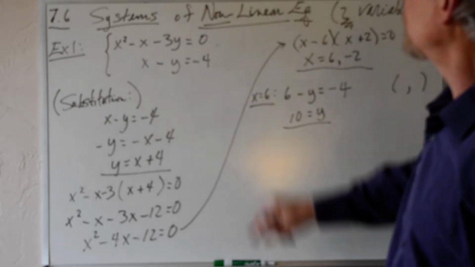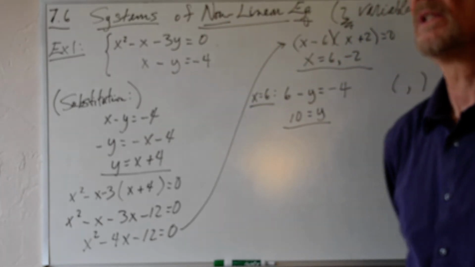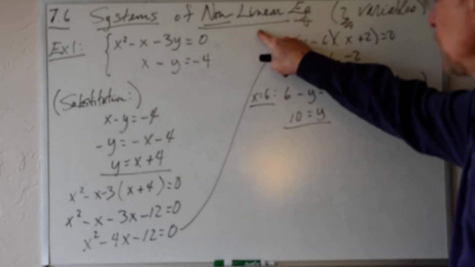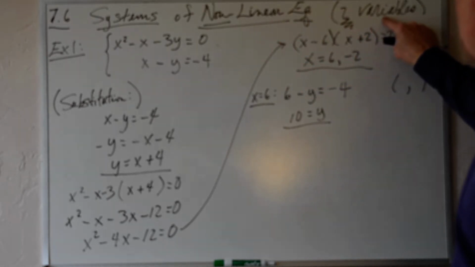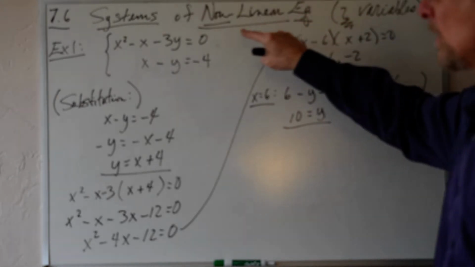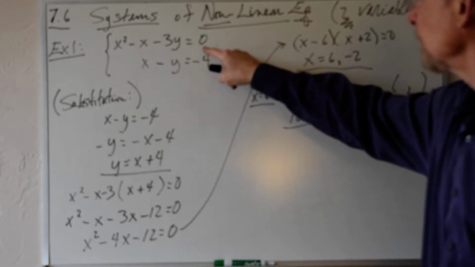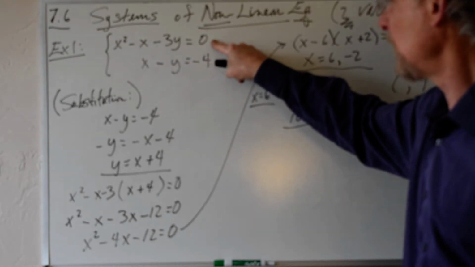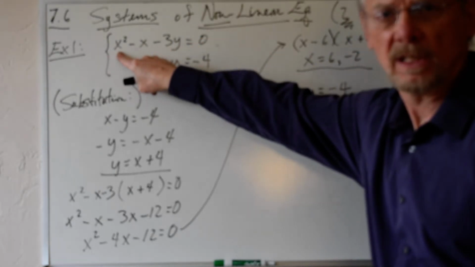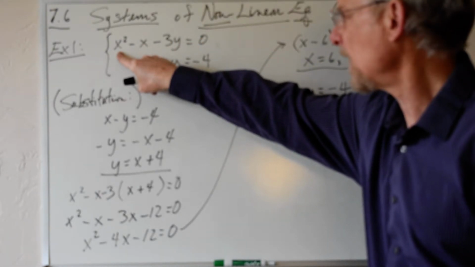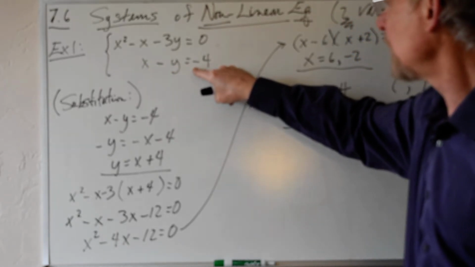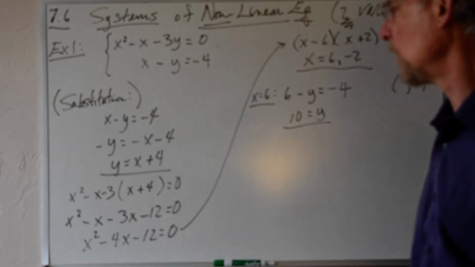Up till now, we've solved systems only with linear equations, but there's no reason why you couldn't use the same techniques with nonlinear equations. We'll keep it simple and we'll go back to two variables. So look at example 1. X squared minus x minus 3y equals 0. That's the first equation. Clearly, it's not linear. There's an x squared in there. Down here, the other equation is x minus y equals negative 4. Okay, that's a linear equation.